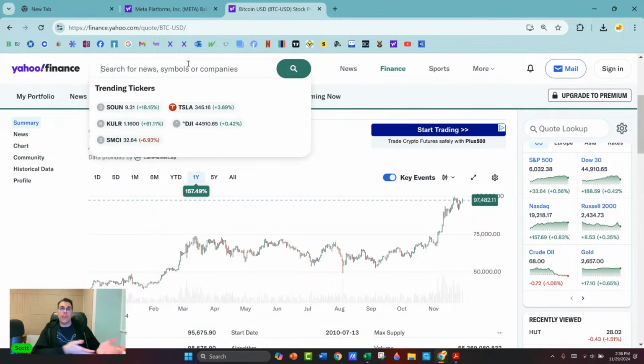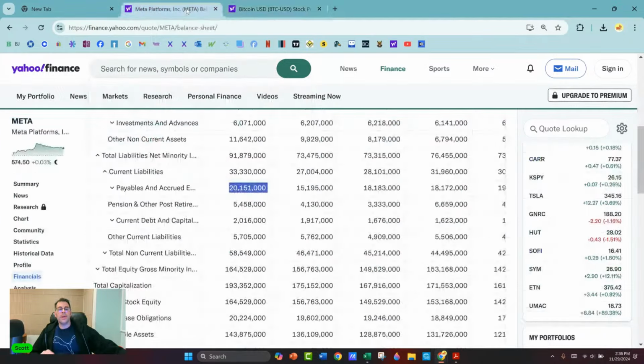holds. They mine Bitcoin, and most of their assets are Bitcoin. So if you look at a balance sheet, it's Bitcoin. They hold Bitcoin for themselves and for other companies.